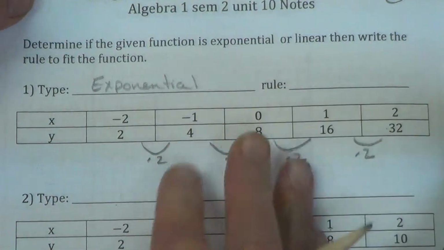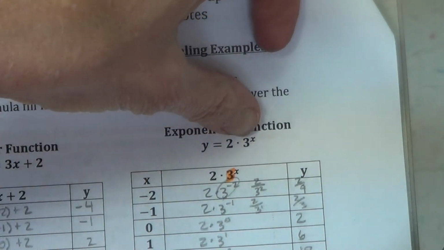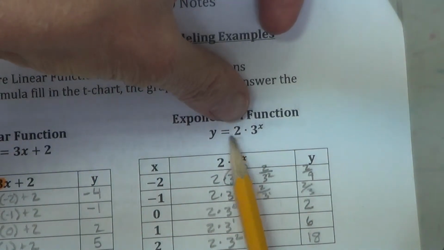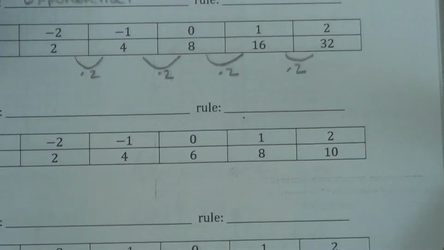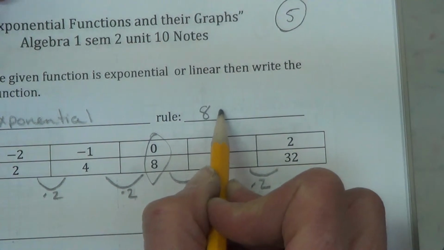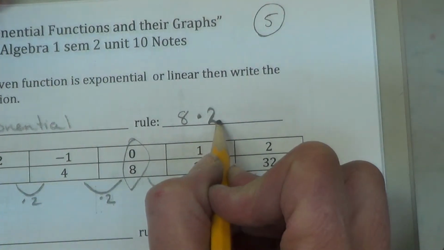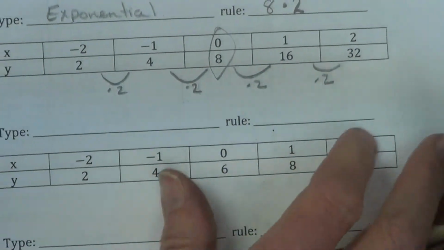Now it says to give the rule. If we look back at the last page on that graph, where the times 3 came in was right there in that value. This 2, we actually only see, the beginning 2 we see on the 0 line. That's where we get the first number. So if we go over here, our 0 value is 8. Our growth factor, or how much it's getting bigger by, our common ratio, is 2, and then we just put the x.